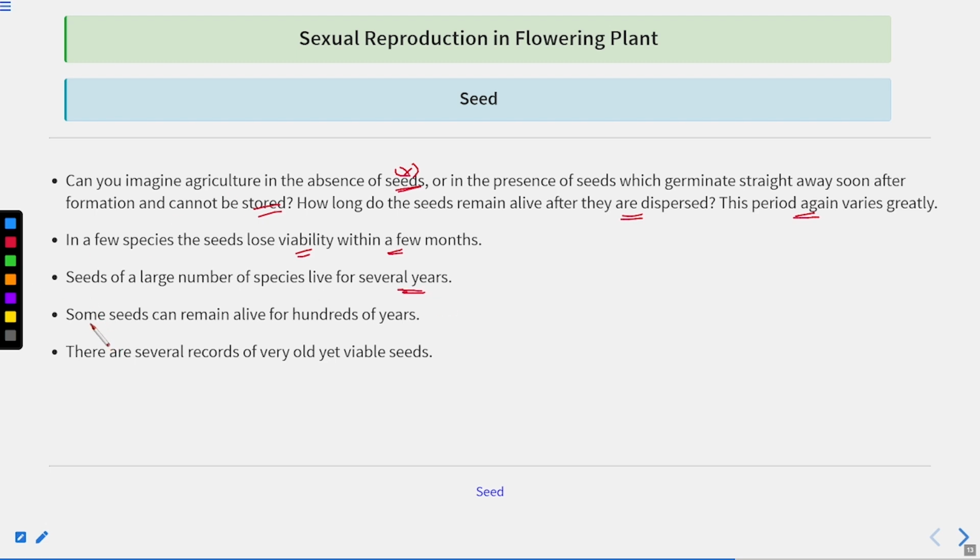Next, some seeds can remain alive for hundreds of years, and there are several records of very old yet viable seeds also. Clear? So seeds can remain alive in the dormant state for hundreds of years. And there are several records where some 1,000-year-old seeds, some 2,000-year-old seeds were found and still they were viable, means they germinated. Viable seed means they will germinate.